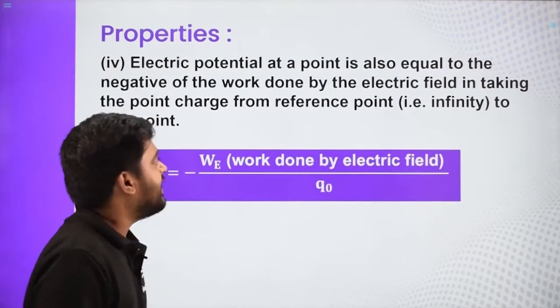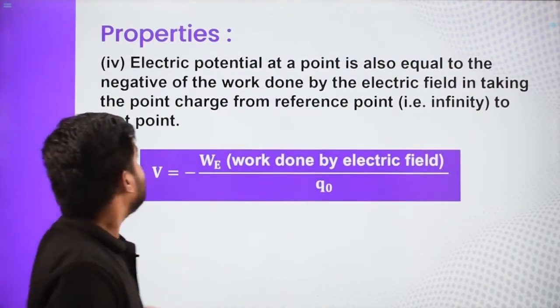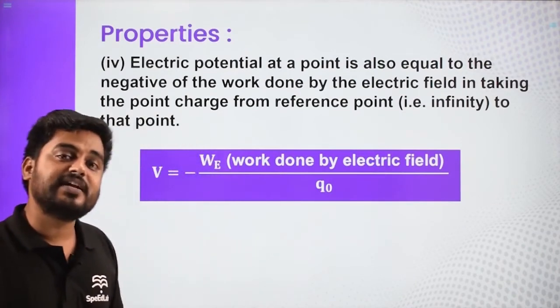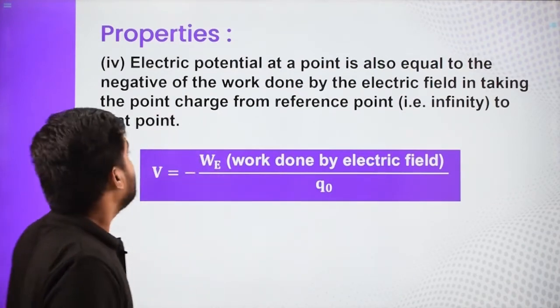Next property is that electric potential at a point is also defined as the negative of the work done by the electric field, right?